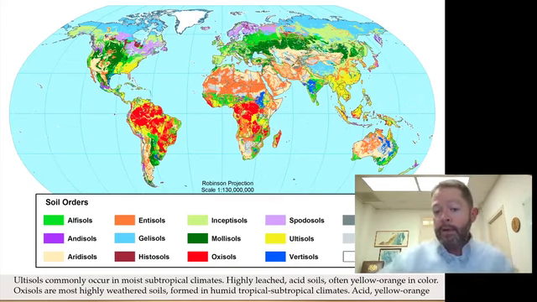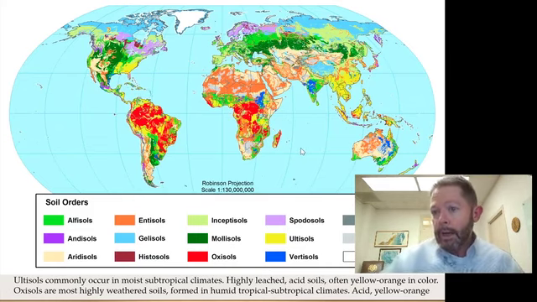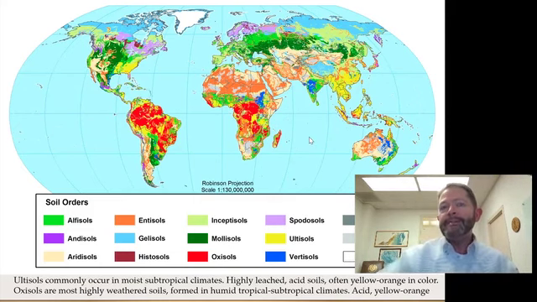Oxisols are the most highly weathered soils that form in humid, tropical, and subtropical climates. They're also acid and typically yellow-orange in color. Now, the story is different in the arid and semi-arid tropics, but we don't have time to talk about that.